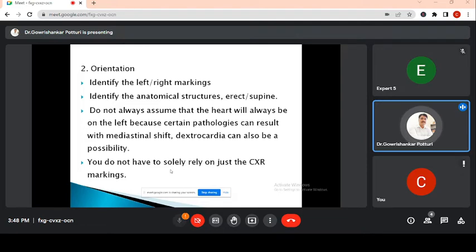Identify the anatomical structures, erect or supine. Do not always assume that the heart will be on the left, because certain pathologies can result in mediastinal shift. Dextrocardia, that is the heart being on the right side, is also a possibility. You do not have to rely solely on chest X-ray markings. Clinical examination is also very important.